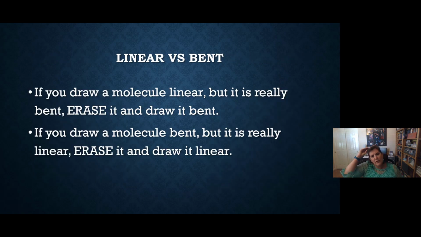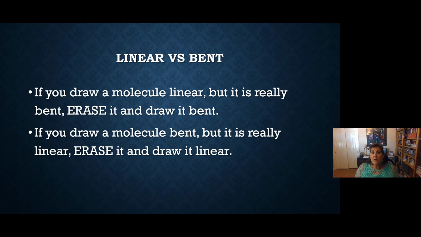So something about linear versus bent. You're going to be drawing Lewis dot structures for lab and lecture. If you draw something linear, but when you look at the table, because of lone pairs on the center atom, it's really bent, you need to erase your drawing and draw it bent, because otherwise you're going to get what we're going over next wrong. So if you draw something straight across but it's really bent, redraw it.